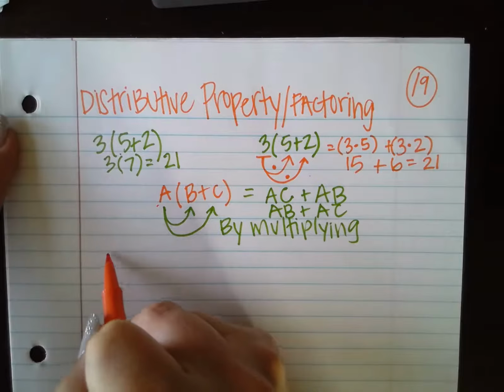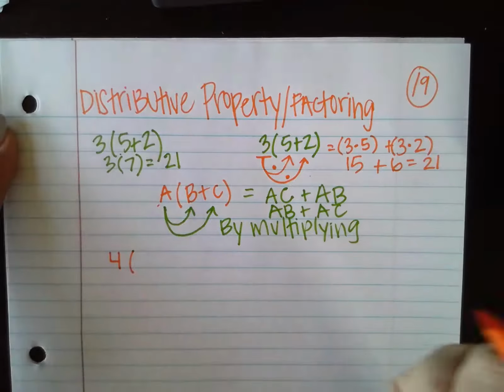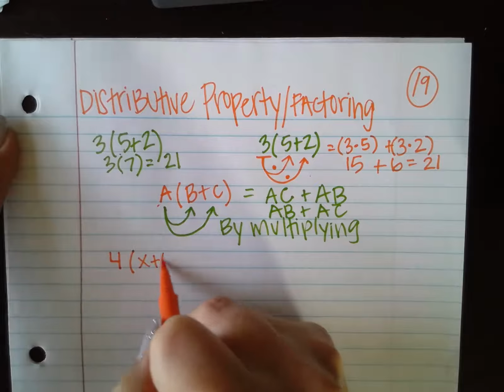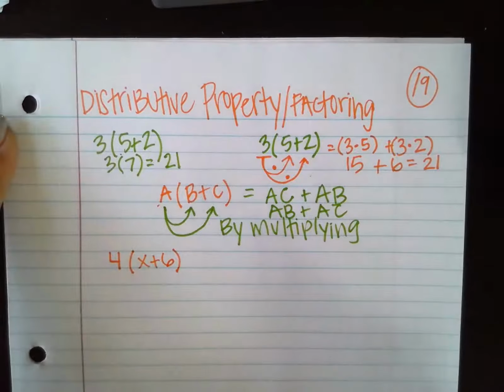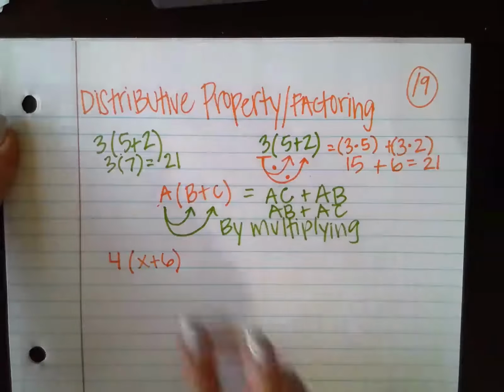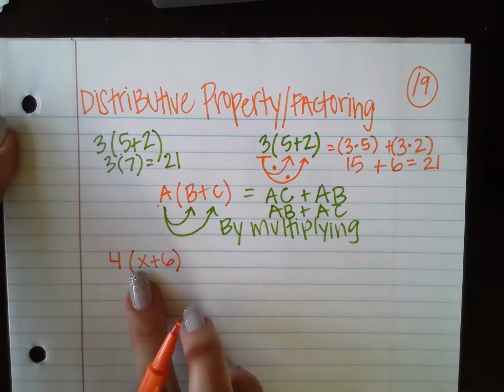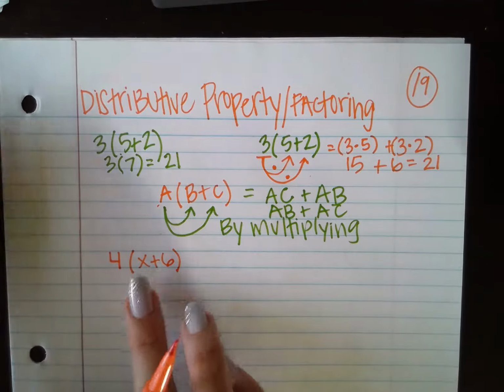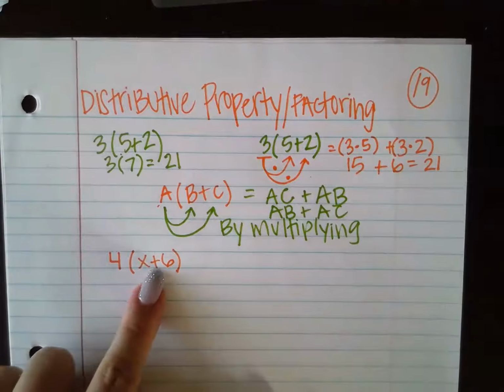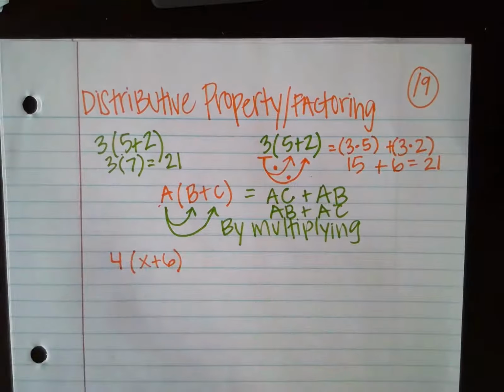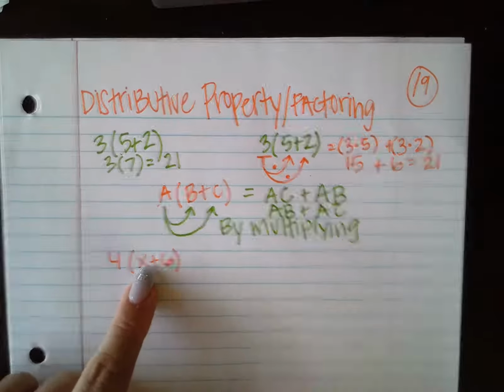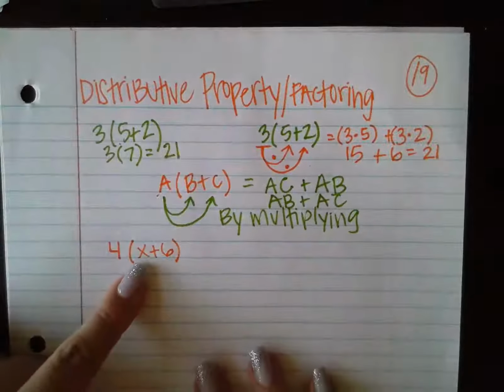So let's say we have 4 times the group x plus 6. Okay, so we don't know what x is equivalent to, so there's no way that we could simplify what's going on in this group. We can't really follow the rules of PEMDAS because we don't know what x is equal to, so there's no way to get one number on its own inside of this group.